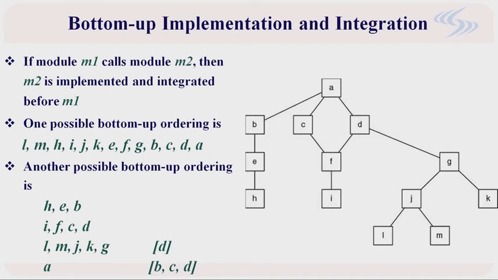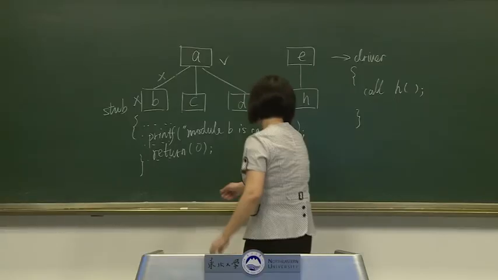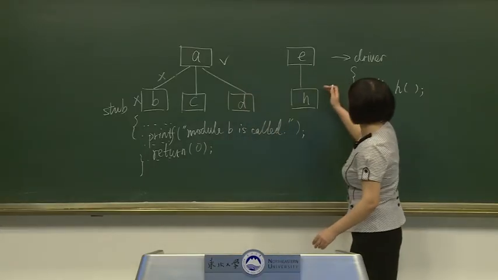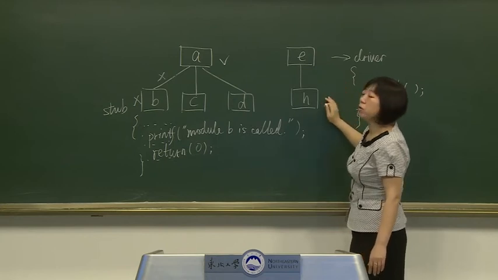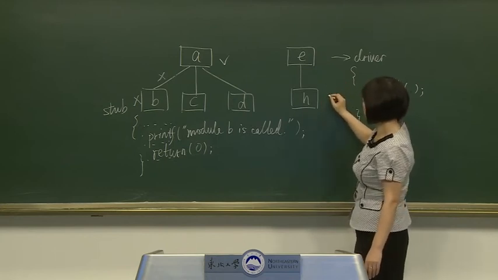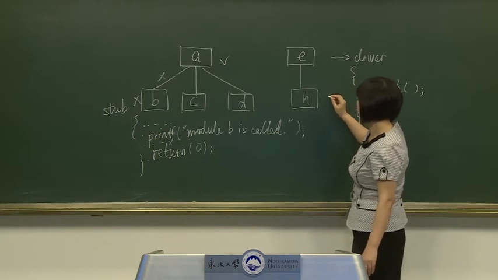Next, bottom-up implementation and integration. Bottom-up means if module M1 calls M2, then M2 is implemented and integrated before M1. It will be something like this. Let's say module E calls module H, and then module H is implemented and tested first.